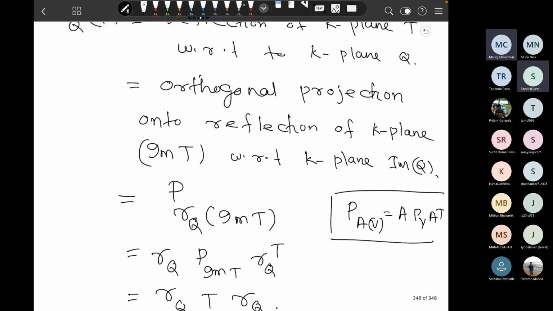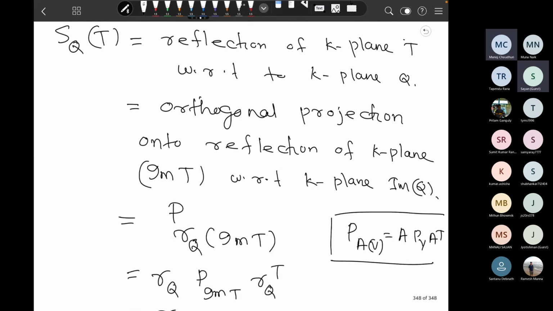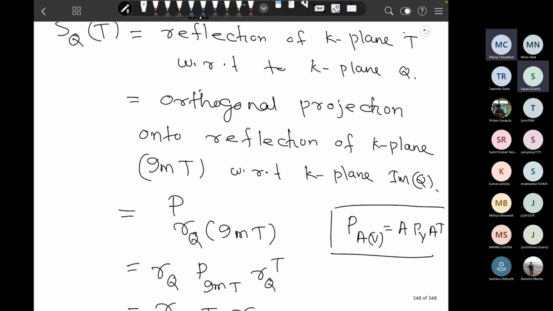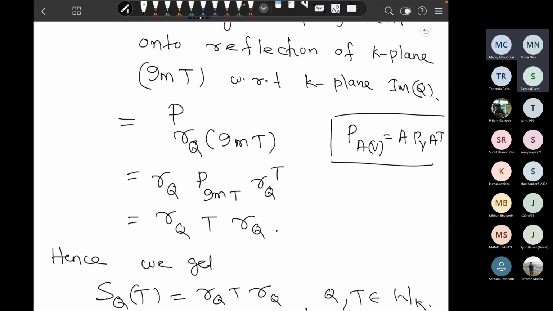Muna, I'm slightly lost. In this step, why is this projection with respect to image of T equal to T? I'm just missing something. Okay, T is an orthogonal projection, right? T is an element of WK. T is an orthogonal projection: T is equal to T transpose, and T square is equal to T.